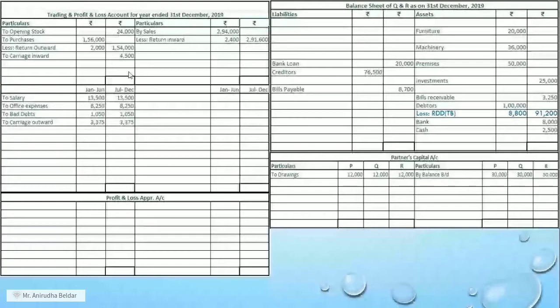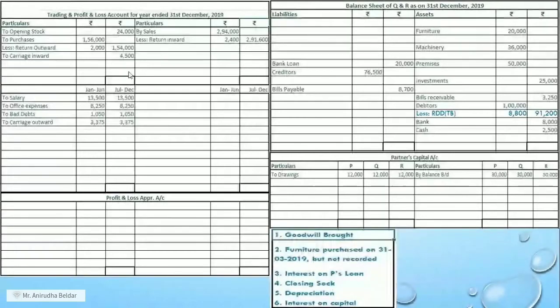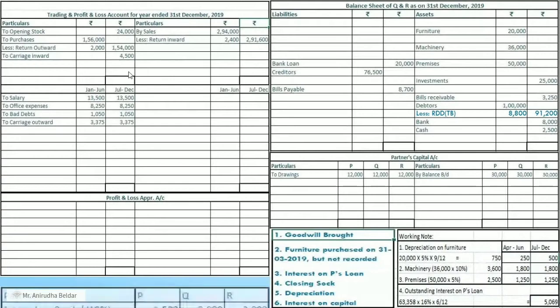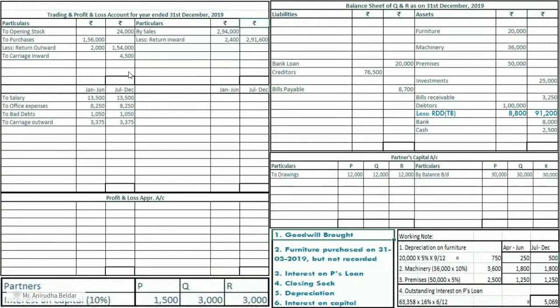So these are the adjustments. So we have to calculate the interest on P's loan, interest on capital, and depreciation. So we have to prepare the working note. Therefore, the working note for the depreciation on furniture, machinery, and premises. Then interest outstanding on P's loan, and then interest on capital. Now we will transfer this adjustment into the final accounts one by one.